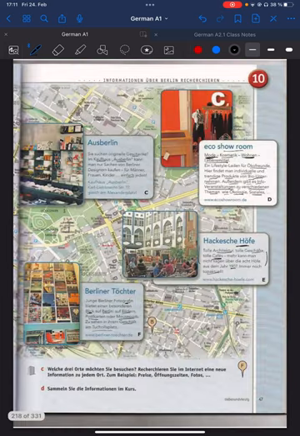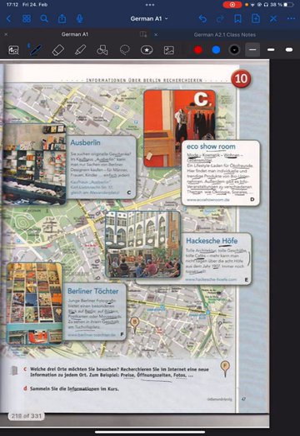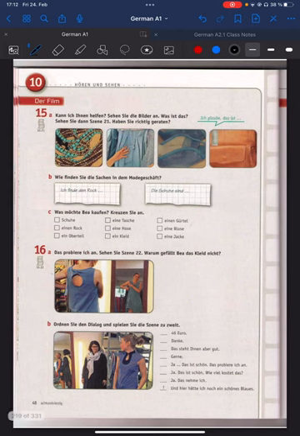Okay, welche drei Orte möchten Sie besuchen? What three places would you like to visit? Recherchieren Sie im Internet eine neue Information zu jedem Ort, zum Beispiel Preise, Öffnungszeiten, Fotos. Research new information about each place. For example, prices, opening times, photos. Sammeln Sie die Informationen im Kurs. Collect the information in the course.